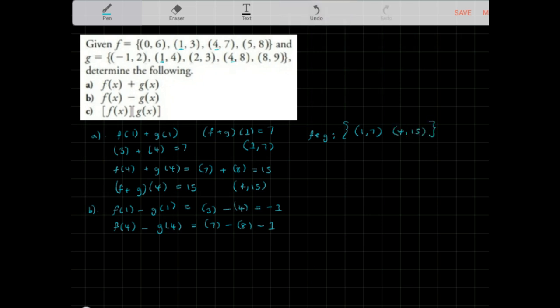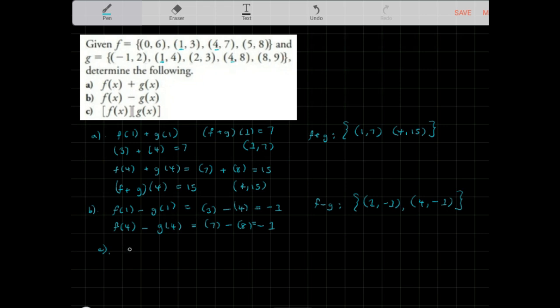Okay, so you can do the same thing for this, right? So in the f minus g set, you would basically get 1 and negative 1, as well as 4 and negative 1. Okay, so this was a negative 1 as well. Okay, so that's the two combined sets that we've looked at.